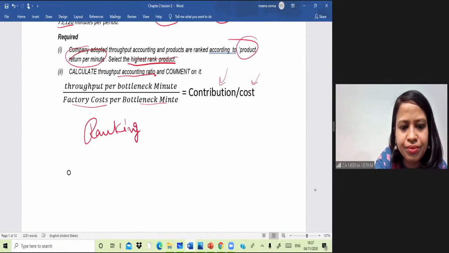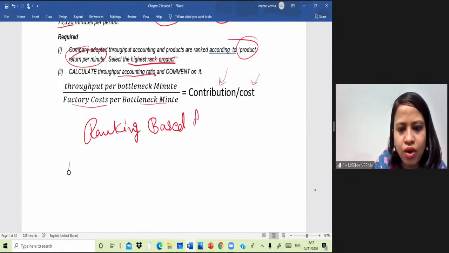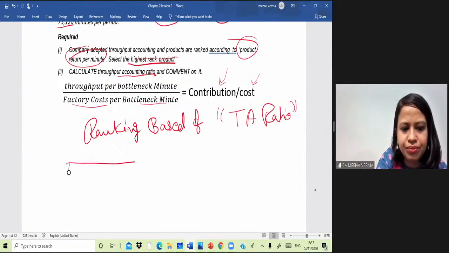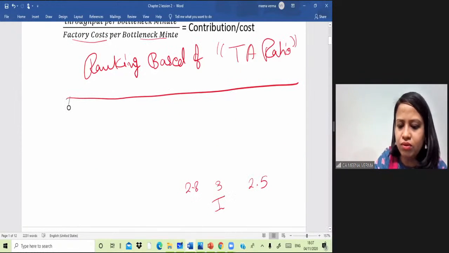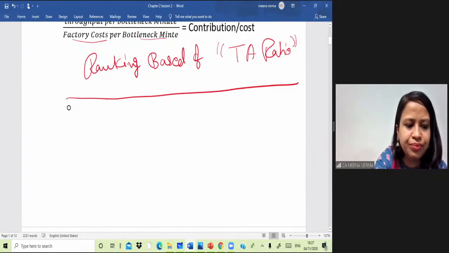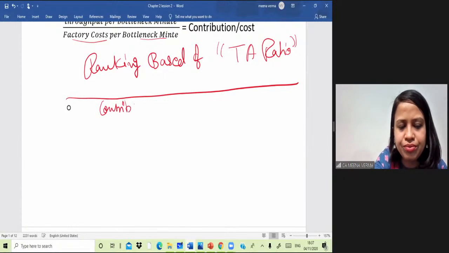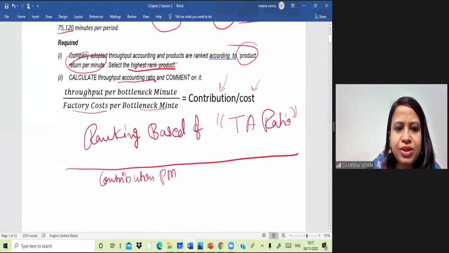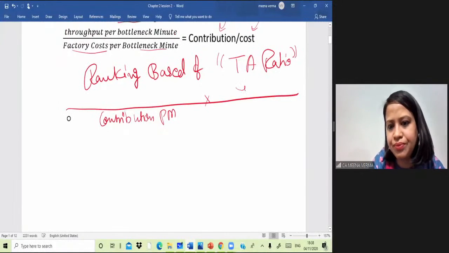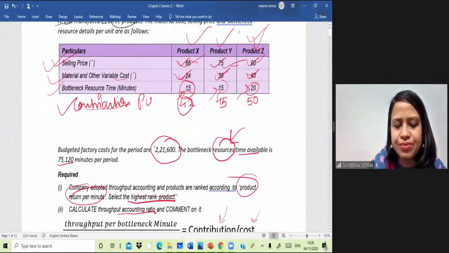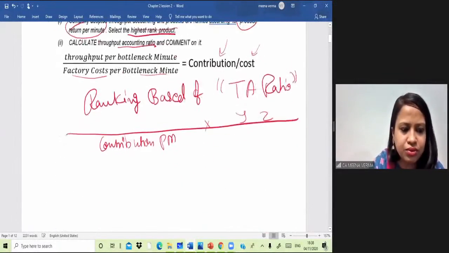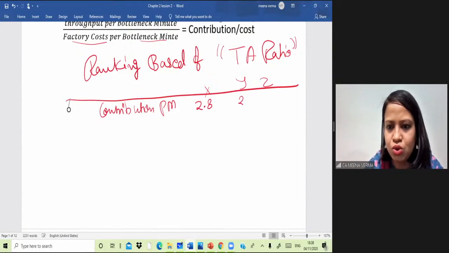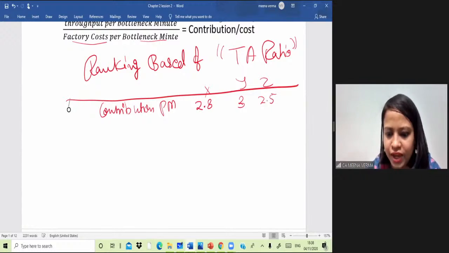Ranking based on TA ratio. Okay, so we have contribution per minute at this place. The contribution per minute for products X, Y, Z, we have calculated in the first part of the question: 2.8, 3 and 2.5. This is what we have calculated.